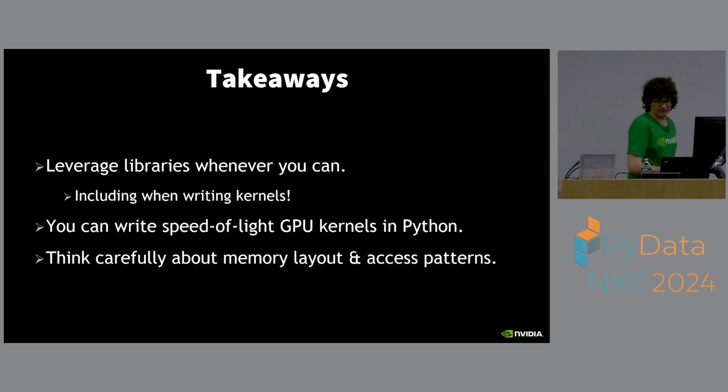So a couple takeaways. First of all, leverage libraries whenever you can, even when you're writing kernels. This code would not be anywhere near as short or as clean if I wasn't using the CUDA cooperative library. And you can, today, now, write speed-of-light GPU kernels in Python. We're working on making that even easier and more full-featured. It's also important to think carefully about memory layout and access patterns.